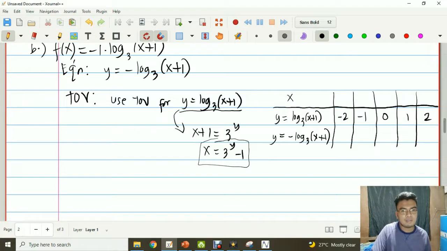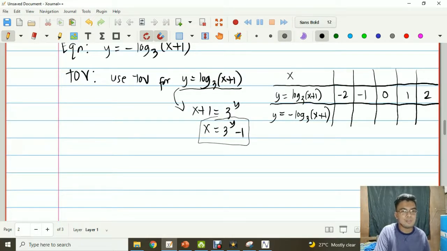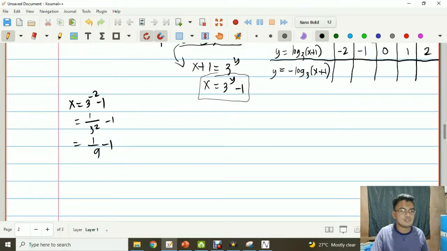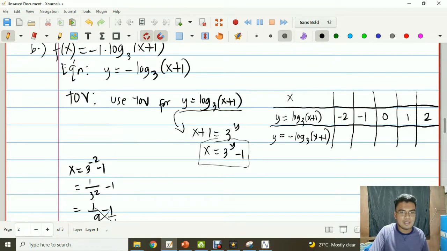How can we derive our table of values? Using the table of values, the y values, I mean, for log base 3 of x plus 1. So, if y is negative 2, then x is equal to 3 raised to negative 2 minus 1. That is 1 all over 3 squared minus 1, or I'll just do it vertically. So, 3 raised to negative 2 is equivalent to 1 all over 3 squared, and then we bring down negative 1. 3 squared is 9. So, understood na all over 1 ito, and then we cross multiply. 1 times 1 is 1, and then 9 times negative 1 is negative 9. This is negative 8 all over 9. So, negative 8 all over 9 ang ating x.